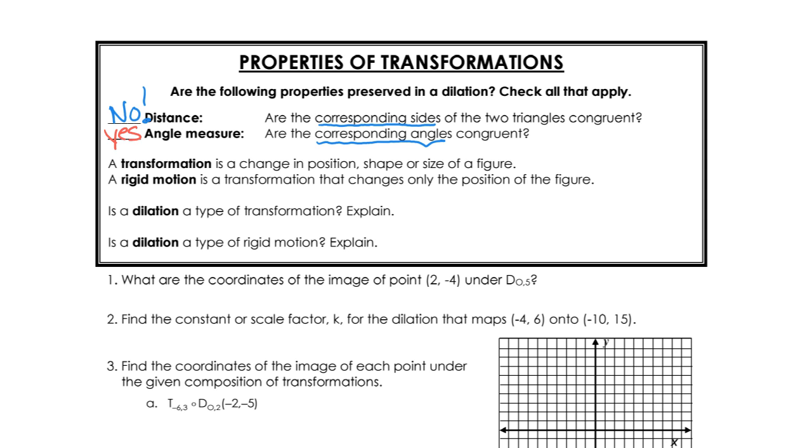Okay. A transformation is a change in position, size, or shape of a figure. And remember that a rigid motion, as of right now, before today, all of our transformations were rigid motions. But now we learned a dilation is a transformation, and we have to remember that a rigid motion is a transformation that changes only the position of the figure. So is a dilation a type of transformation?